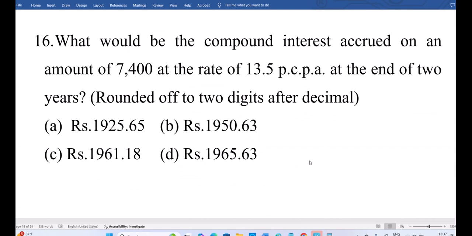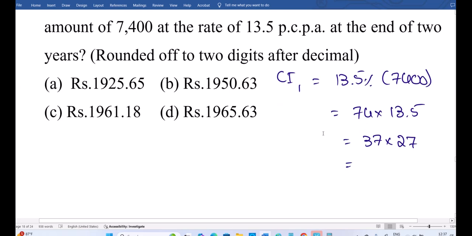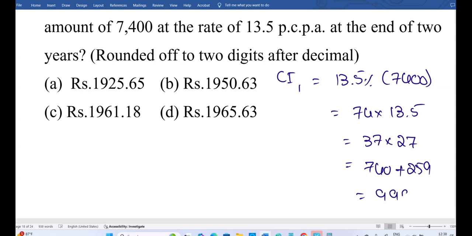13.5% per annum for 2 years. So first year, 13.5% of 7,400. What is that amount we need to calculate? That is 74 into 13.5, which is again 37 into 27. So 37 multiplied by 20 gives 740, and then 259, we get all nines. First year is 999.